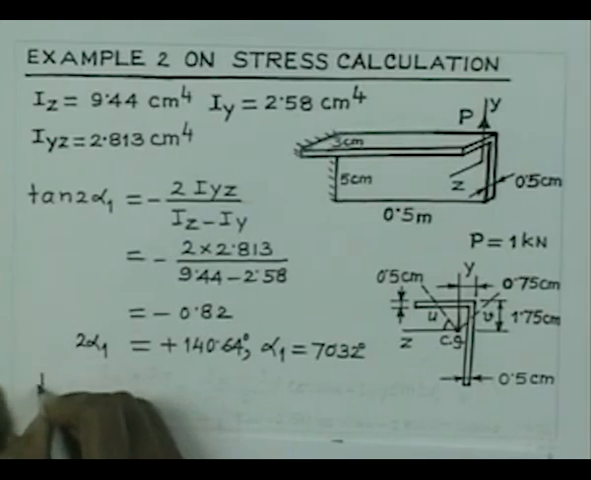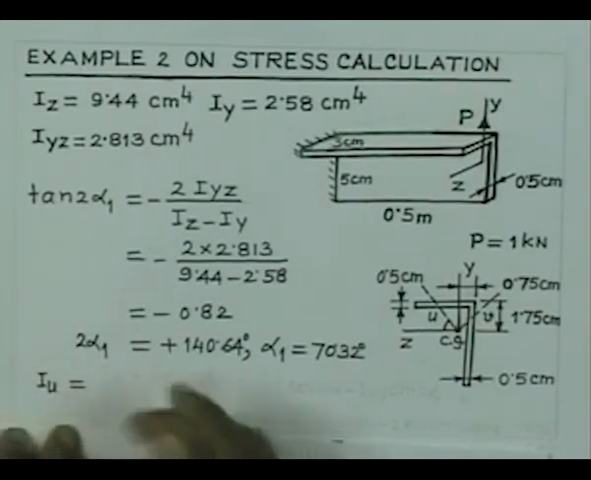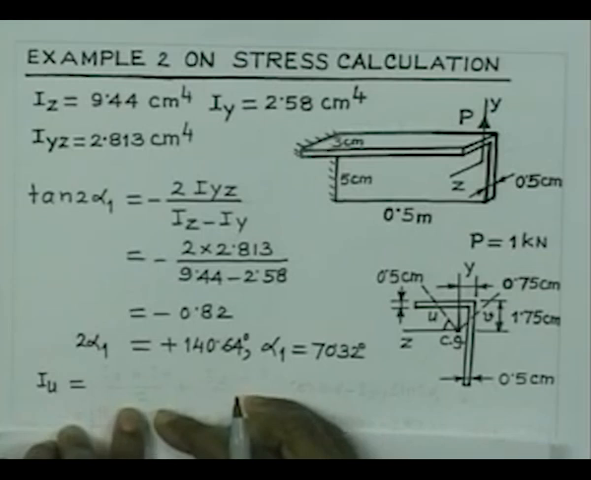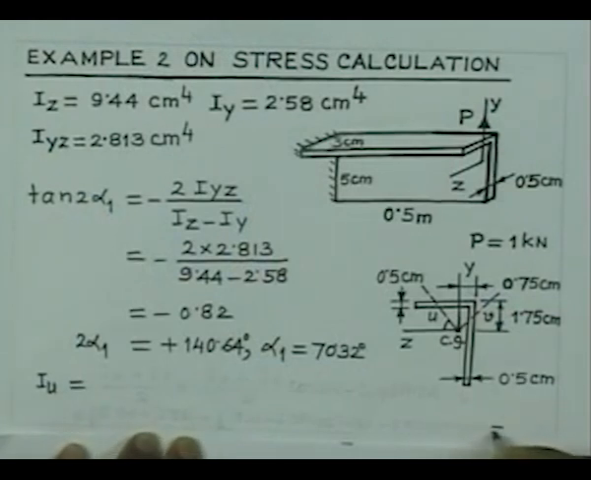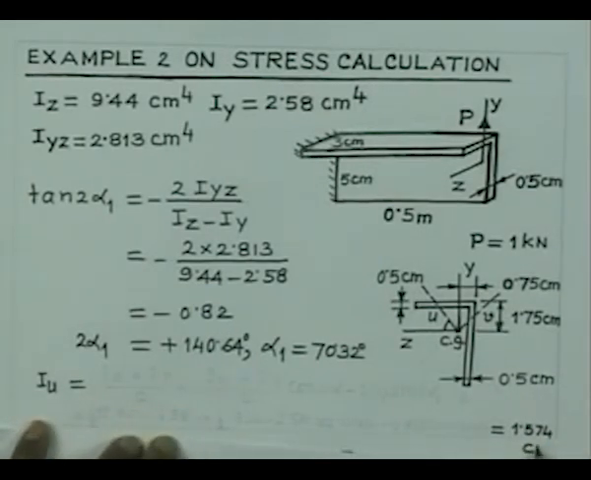So, we will straightaway write Iu, which is given by (Iz plus Iy) by 2 plus (Iz minus Iy) by 2 cosine 2 alpha 1 minus Izy sine 2 alpha 1. So, therefore, if we substitute the value, I will skip the steps. So, this gives us Iu equal to finally 1.574 centimeter raised to the power 4. So, that is the value of Iu, and we can calculate Iv from the invariance condition.